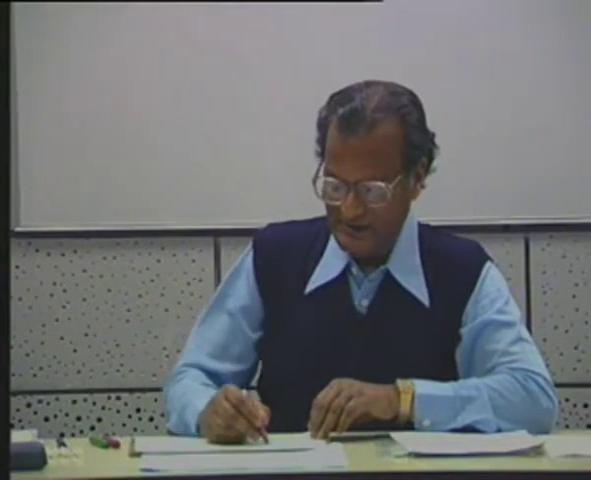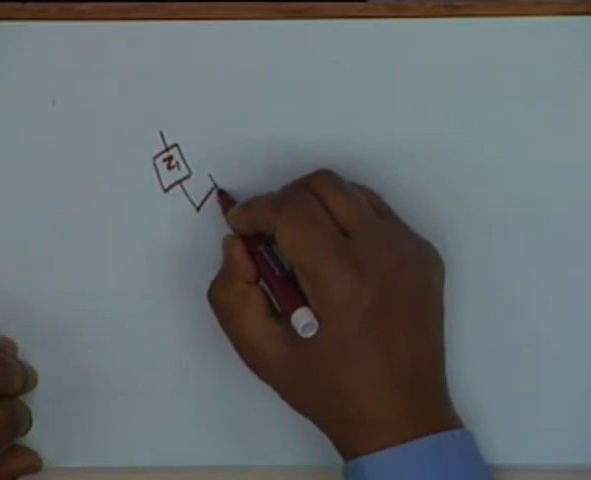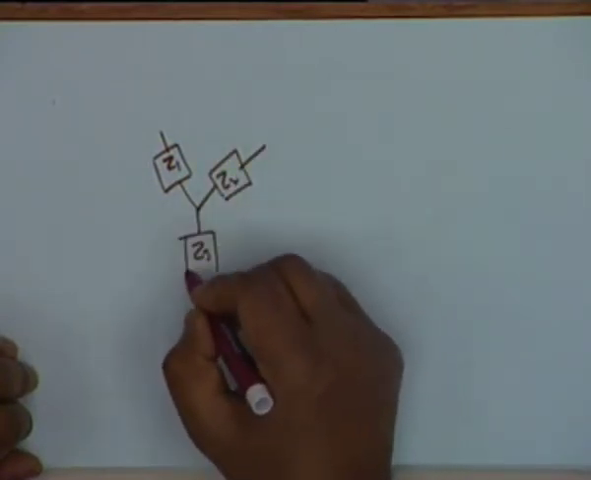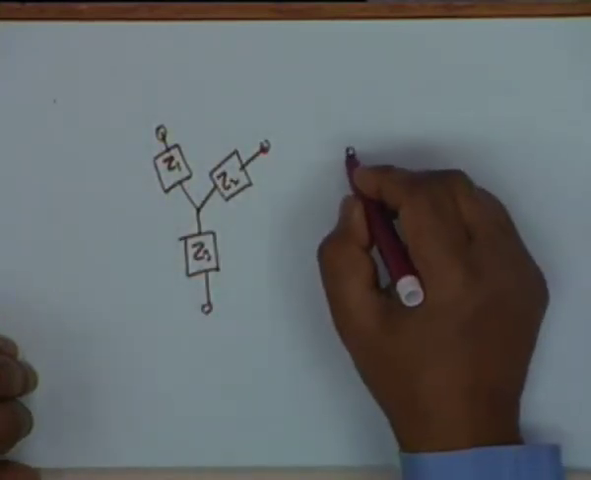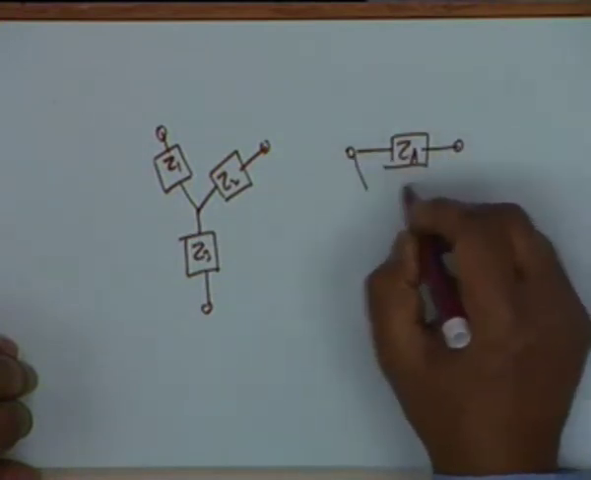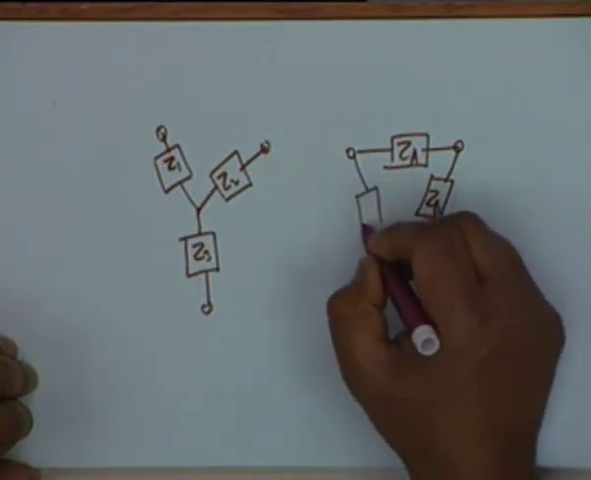Let us draw the network again. You have Z1, Z2 and Z3, and then you have here ZA. Again I will only indicate the steps, I will not carry them out.